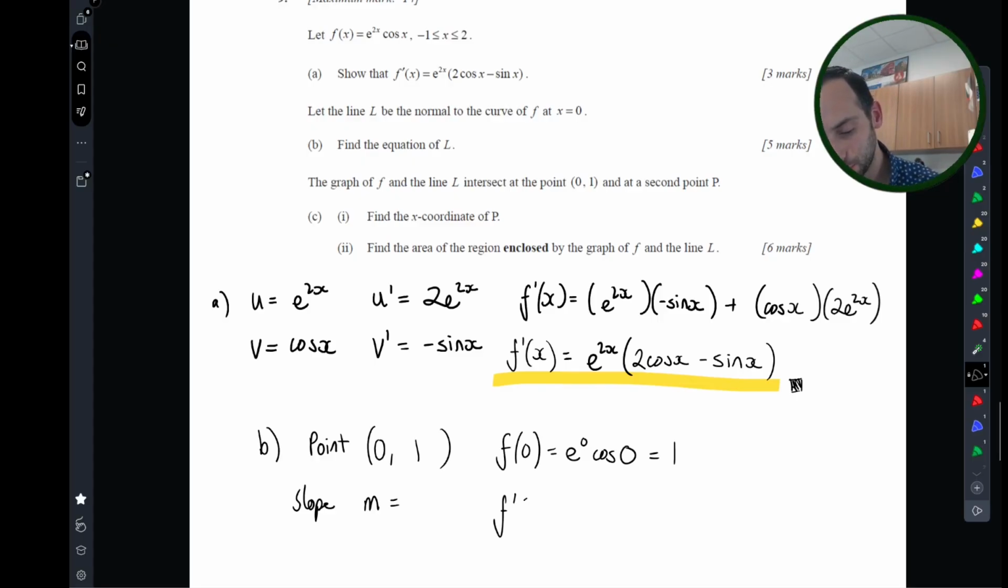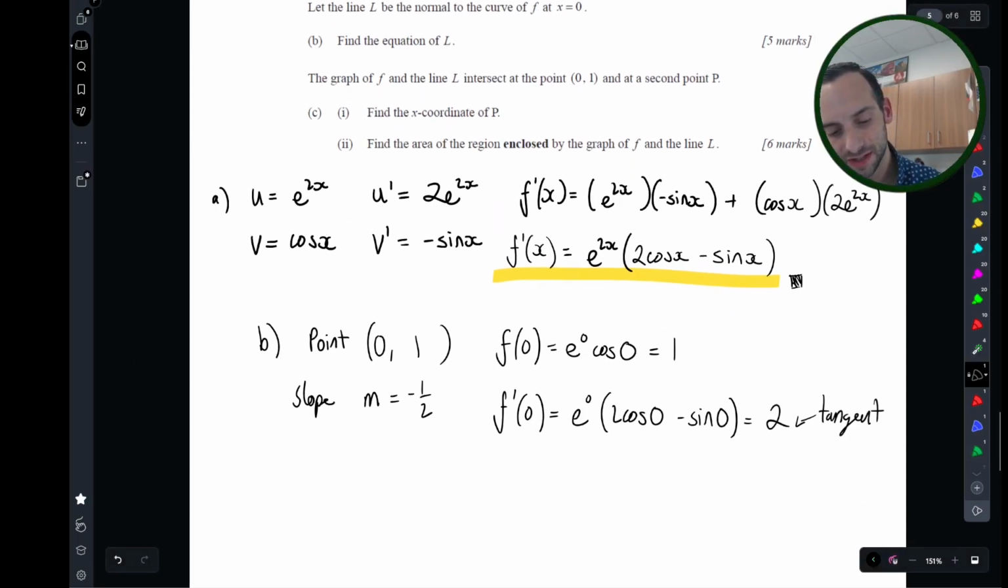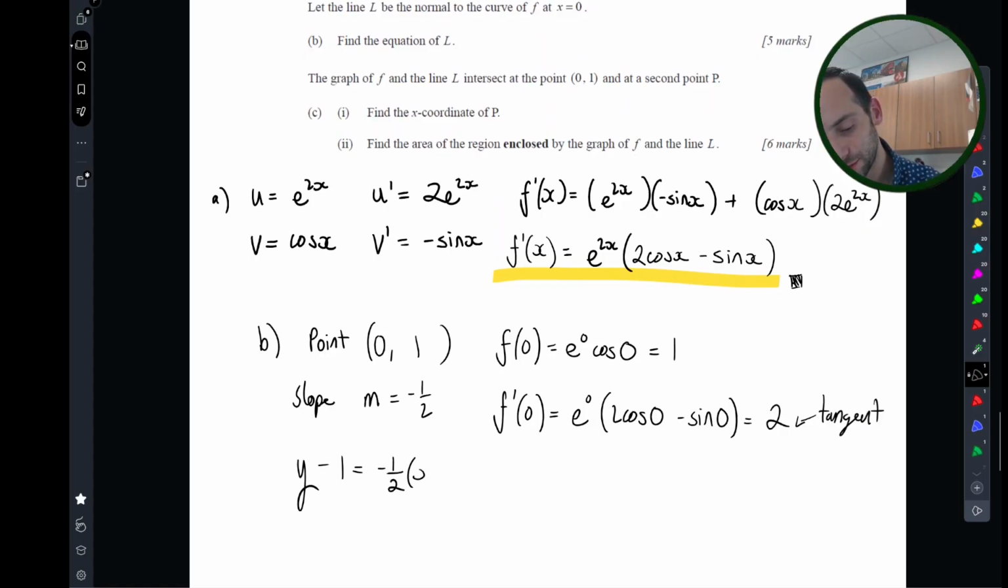The slope we're going to get from f prime of 0. We could use our calculator for that bit, or we can just substitute in. That's e to the 0, 2 cosine 0 minus sine 0. You can use your calculator for any of these calculations if your trig is not quite as strong. This should give us 2. This is the slope of our tangent line, meaning the slope of our normal line will be negative 1/2. Putting all this together, we have our equation of our normal, y minus 1 equals negative 1/2, x minus 0.